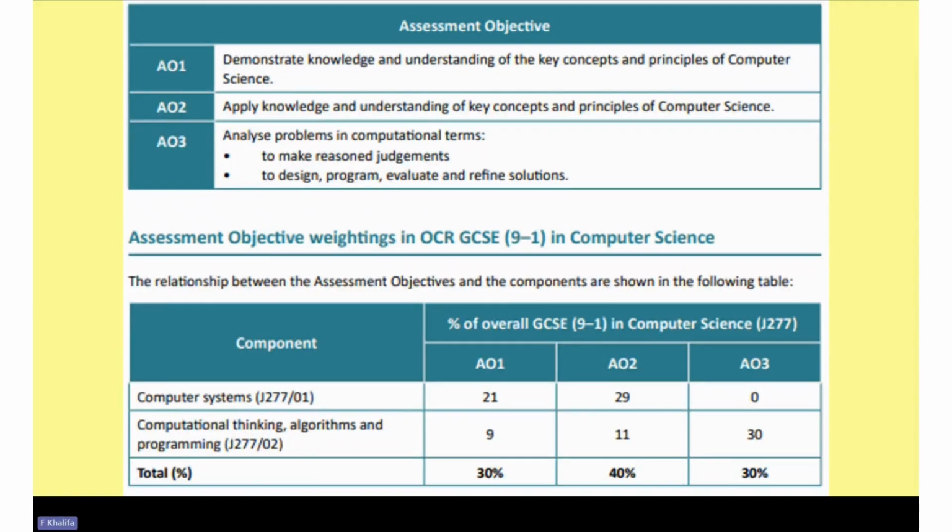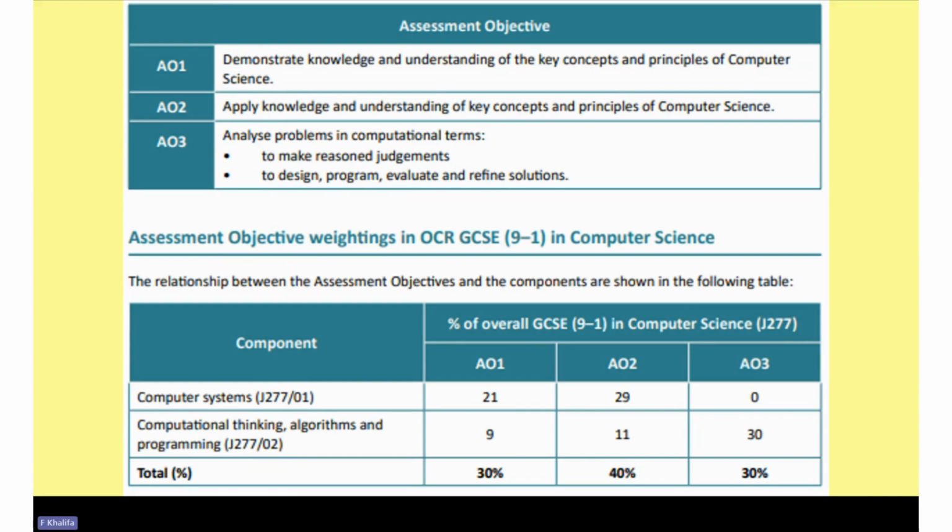So here are the assessment objectives. You've got AO1, which demonstrates your knowledge and understanding of the key concepts and principles of computer science. You've got AO2, which applies knowledge and understanding of key concepts and principles of computer science. And then AO3, analyze problems in computational terms to make reasoned judgments, to design, program, evaluate, and refine solutions.